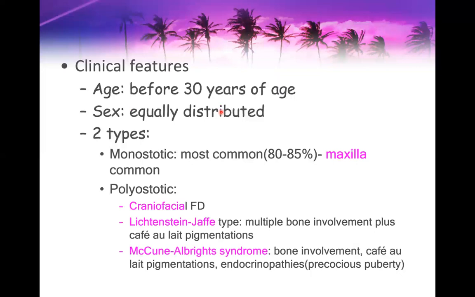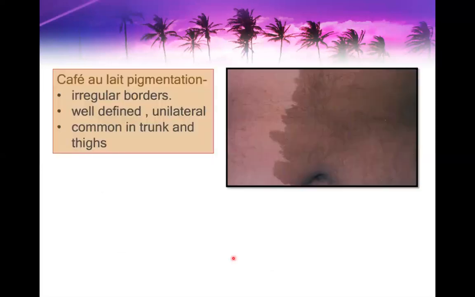Clinical features: age before 30 years, equally distributed in males and females. Two types are there: monoostotic and polyostotic. In monoostotic, the maxilla is a common bone. Polyostotic again has three types: craniofacial, Lichtenstein-Jaffe type, and McCune-Albright syndrome. In Lichtenstein-Jaffe type, along with polyostotic involvement, there will be café-au-lait pigmentations. In McCune-Albright syndrome, there will be endocrinopathies, that is, precocious puberty.